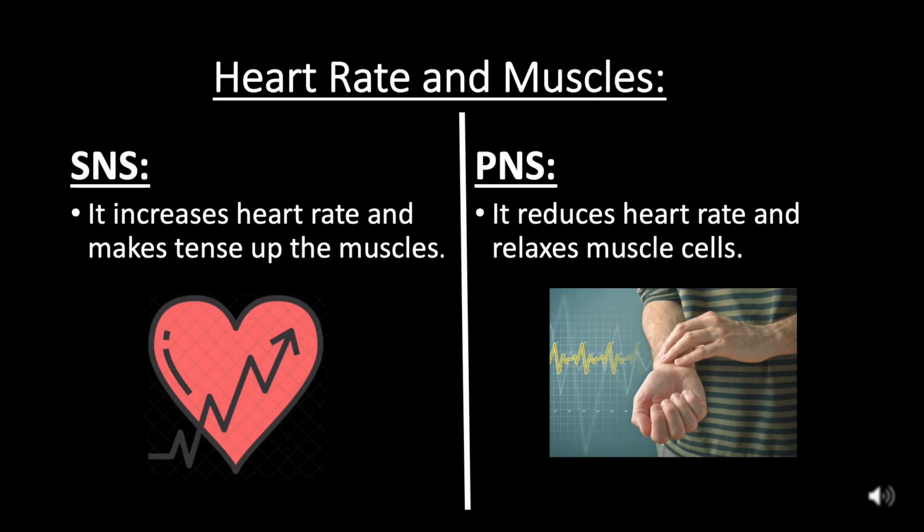Heart rate and muscles, difference between the sympathetic and parasympathetic nervous system. Sympathetic nervous system: it increases heart rate and makes the muscles tense up. And parasympathetic nervous system: it reduces heart rate and relaxes muscle cells.